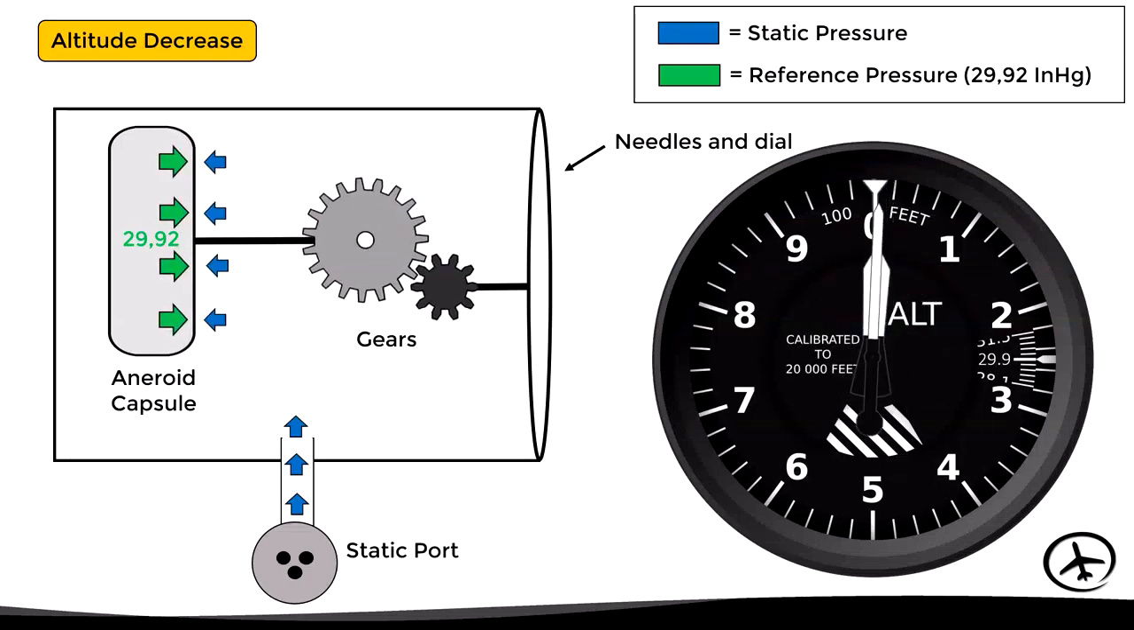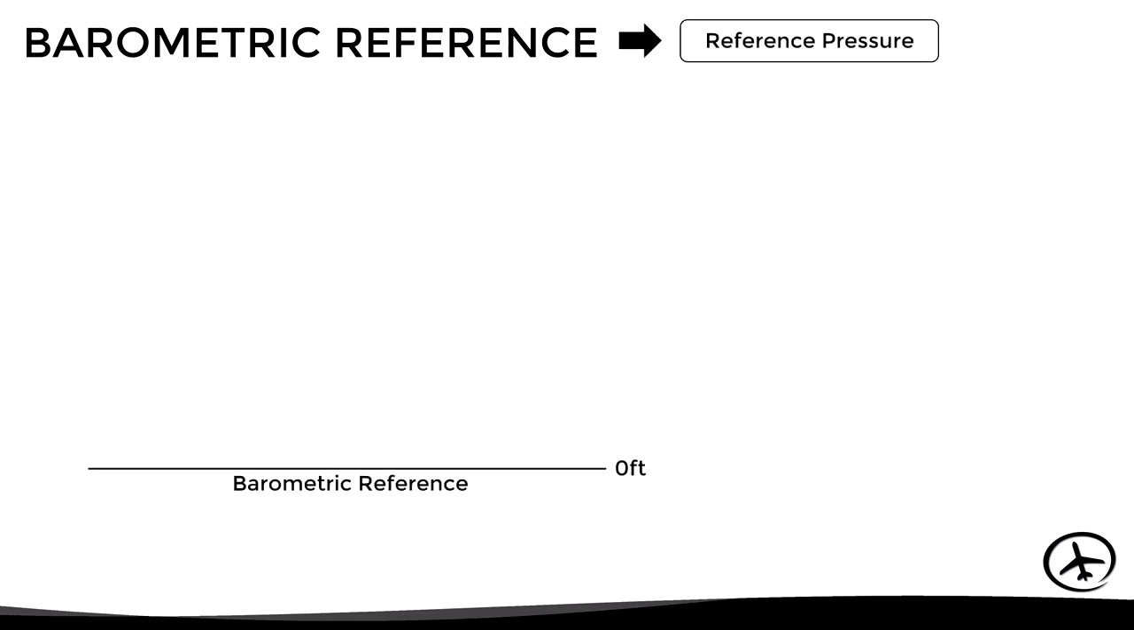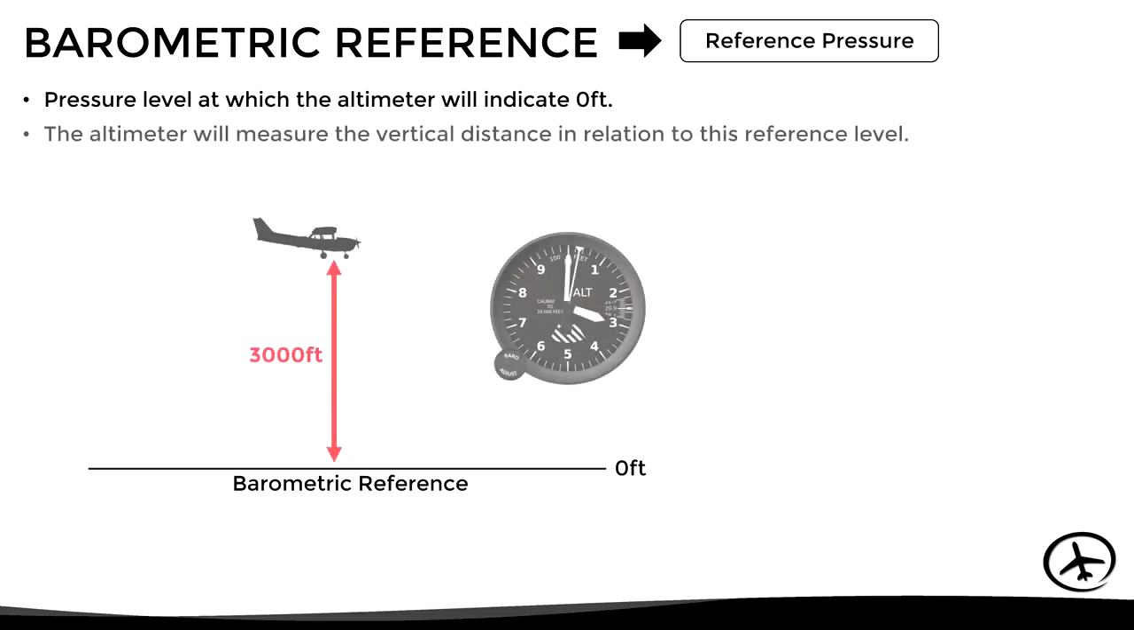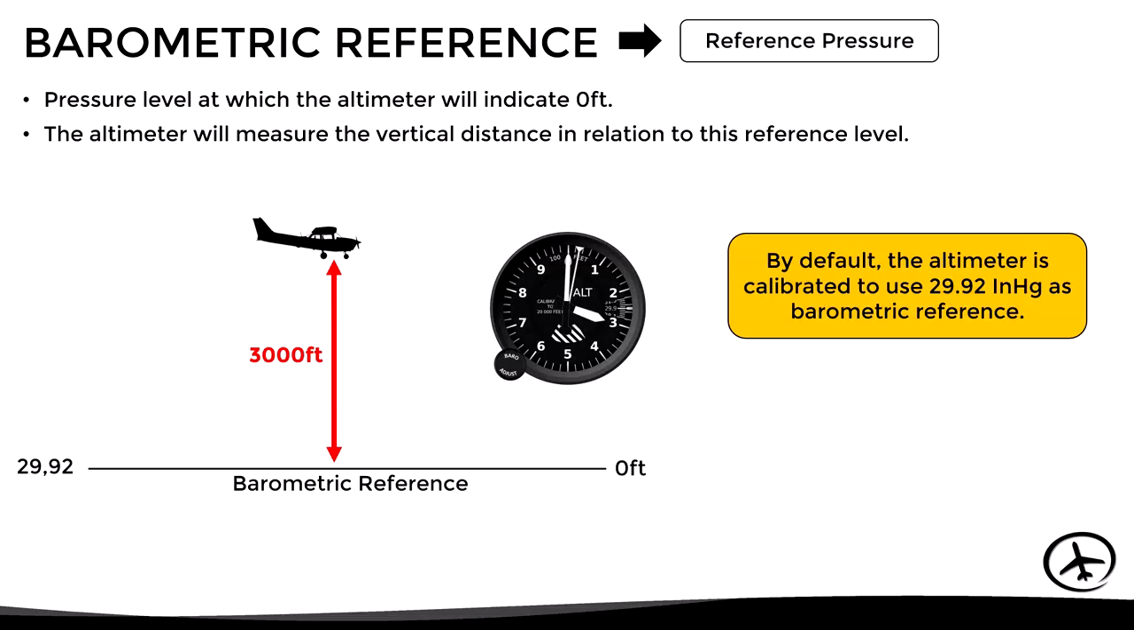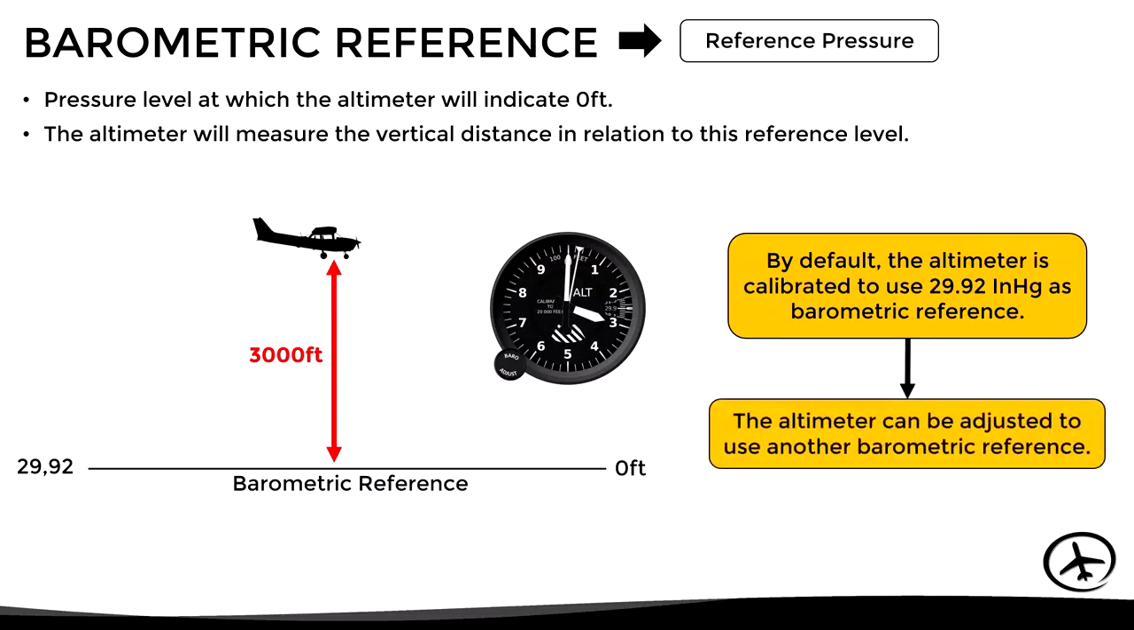So far, we have used 29.92 as the reference pressure at sea level. This pressure is known as the barometric reference, which, as we previously said, is the pressure level at which the altimeter would indicate 0 feet. And all indications will refer to the altitude of the aircraft in relation to this level. By default, this barometric reference is 29.92 inches of mercury, just because it's the standard sea level pressure. However, in practice, the pilot can actually change this barometric reference to any other value.